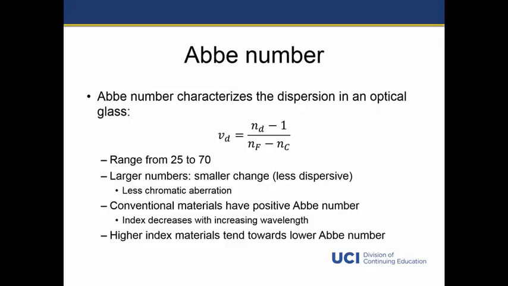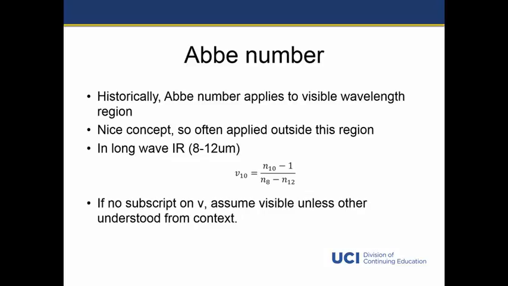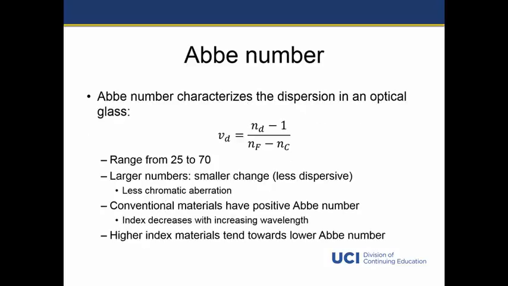The Abbe number characterizes the dispersion in an optical material, and for the standard definition, the Abbe number at the D wavelength, again the 587 nanometers, is equal to the index at 587, or the D wavelength, minus 1, divided by the difference between the index at the F wavelength, the blue wavelength, and the C wavelength, or the red wavelength. Again, those D, F, and C are those spectroscopic terms that were in the table a couple of pages back. Typically, Abbe numbers range from 25 to 70.